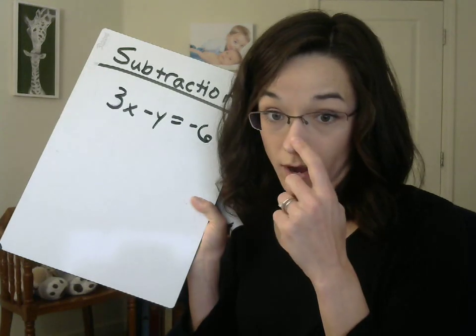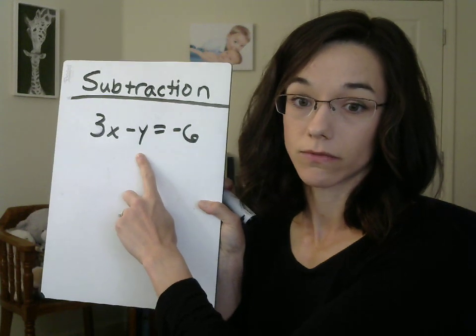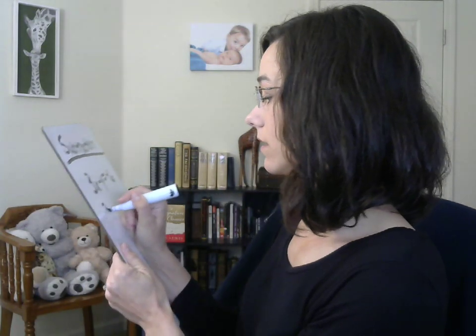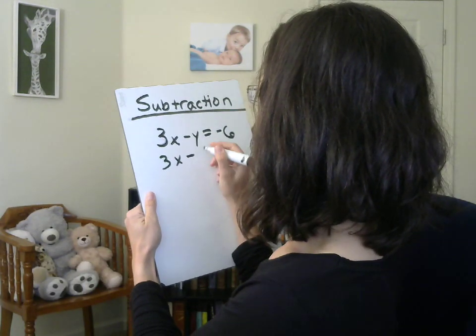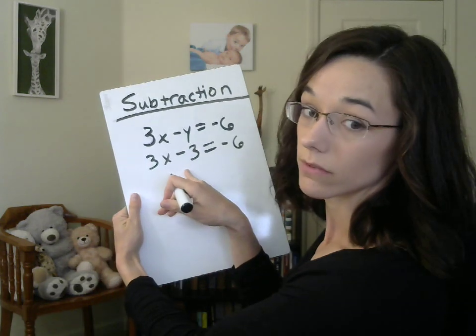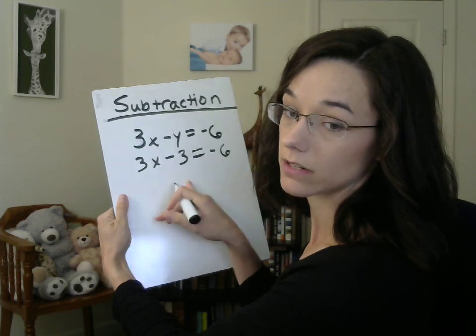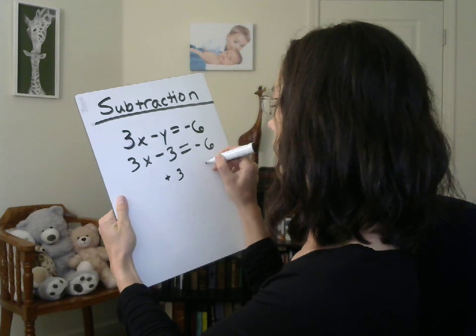And we know that y equals 3, so we're going to plug in a 3 here for this -y. So 3x minus 3 equals -6. To get rid of this 3 from the side of the x, we're going to add it because it's being subtracted. Add it to both sides.